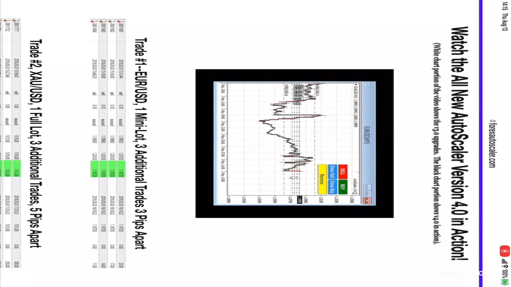And so we have our original trade, 3 additional trades. There is the take profit. There is the stop loss. So I'm going to go ahead and pause the video right now, and we'll come back and we'll take a look and see how this trade turned out.